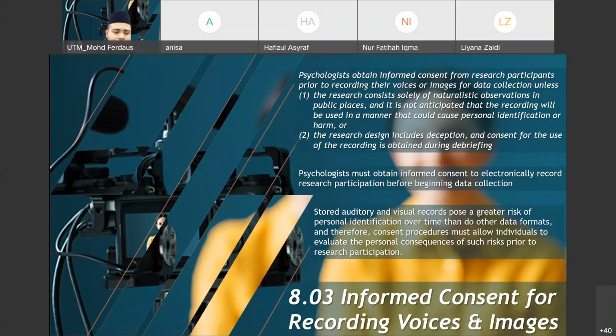Psychologists obtain informed consent from research participants prior to recording their voices or images for data collection, unless first, the research consists solely of naturalistic observation in public spaces and it is not anticipated that the recording will be used in a manner that could cause personal identification or harm; or second, the research design includes deception, and consent for the use of the recording is obtained during debriefing.